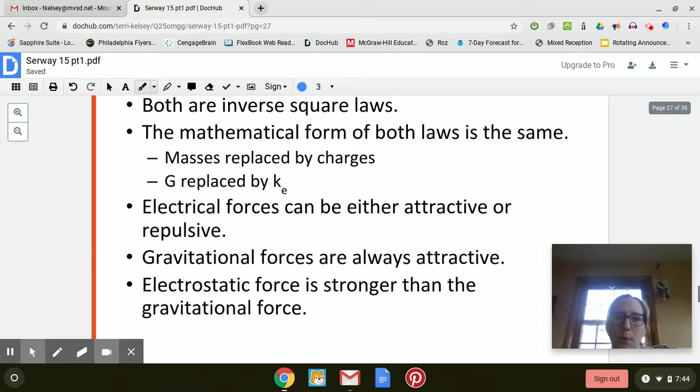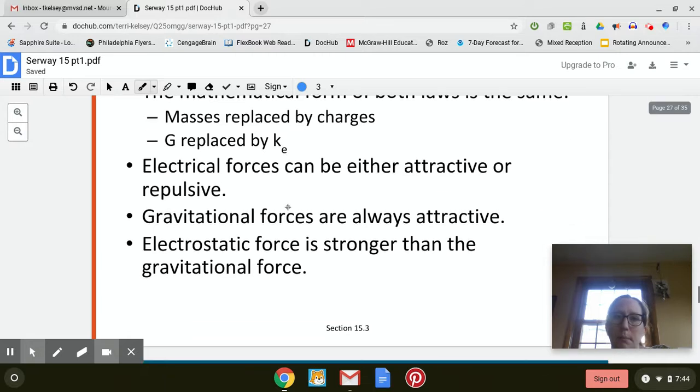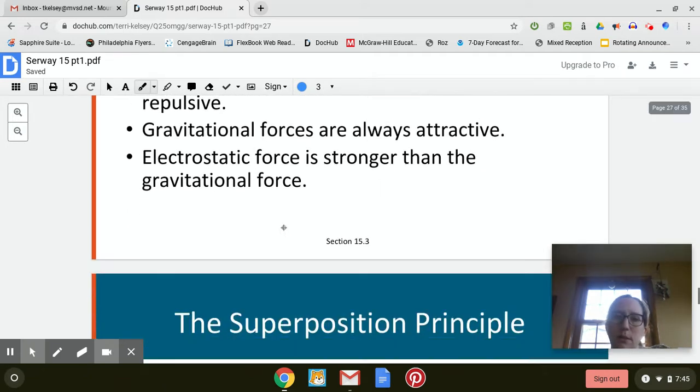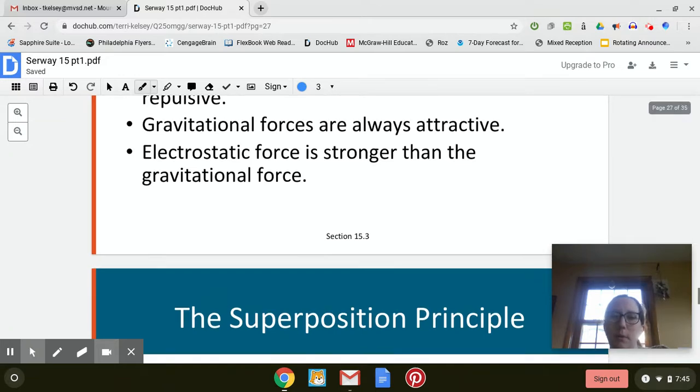They're both inverse squares. In gravity you have the gravitational constant, capital G. In Coulomb's law, you have K. Electrical forces can be either attractive or repulsive, but gravity is always attractive. That is the key difference between the two. Also, electrostatic force is extremely strong compared to gravitational force. That very weak gravitational force, even though it matters a lot to us, is super weak in the grand scheme of the universe, and we can't seem to figure out how it fits in with everything.